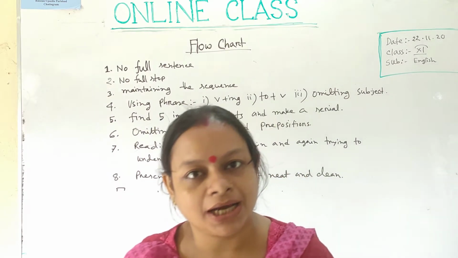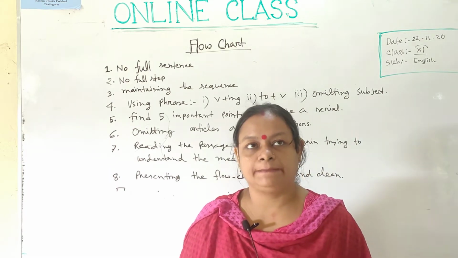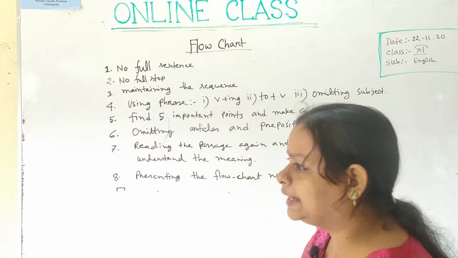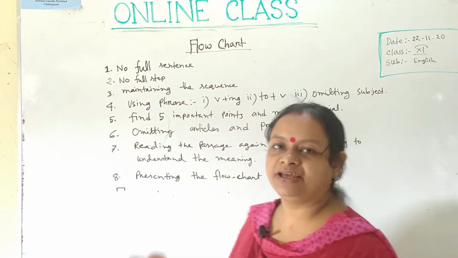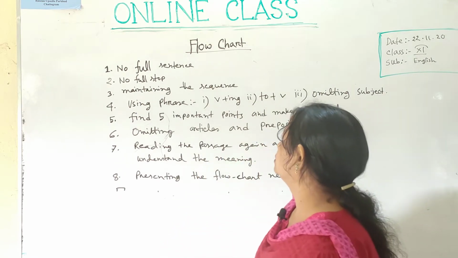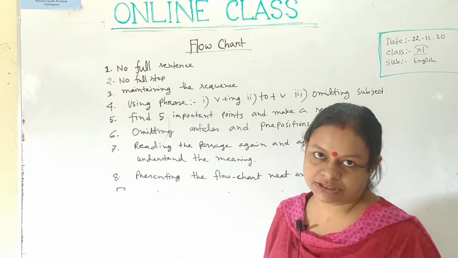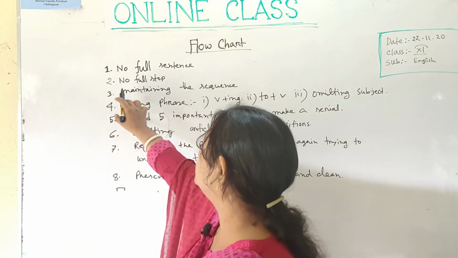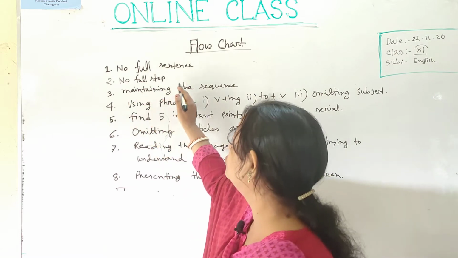Now, we learn how to make a flowchart, and you first have to know what a flowchart is. Flowchart means to describe something chronologically, that means with sequence. I have set for you a format for making a flowchart. This is merely a format. This format will not work always, so you have to use your sense sometimes. For example, in a flowchart, there will be no full sentence. We should not use any full sentence in a flowchart, and then there will be no full stop.